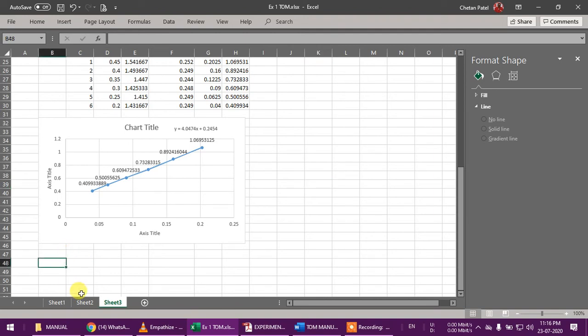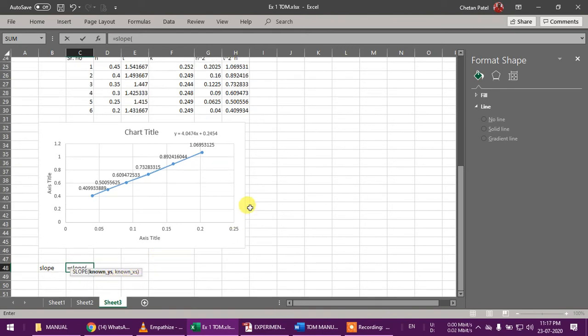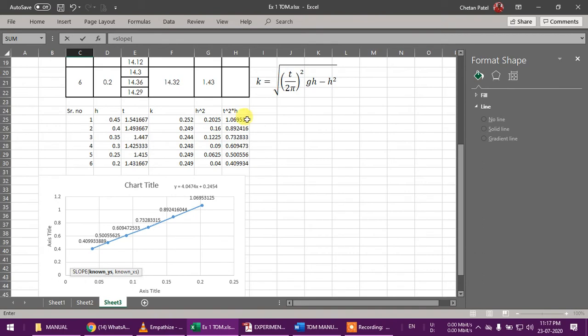Let us go through that process. Say what I want, slope, say is equal to, there is a slope function, bracket start. Here we need to take y first as shown here. So this is t square h versus h square. So this is my y value.